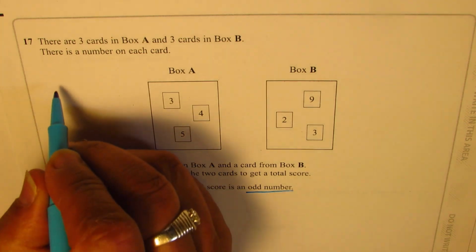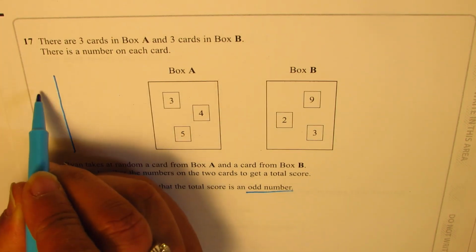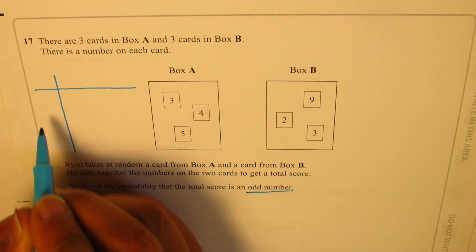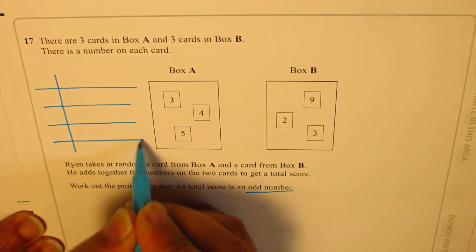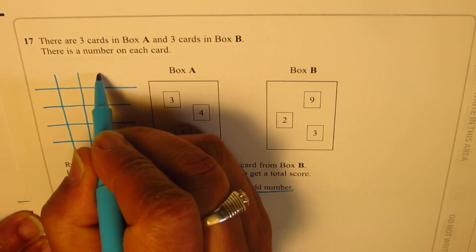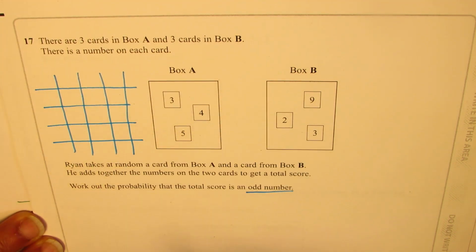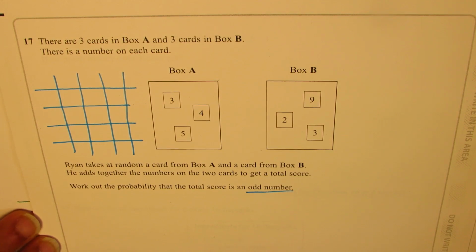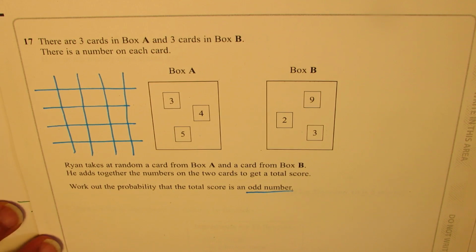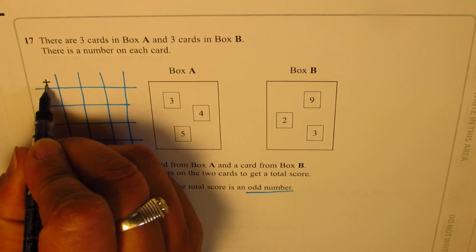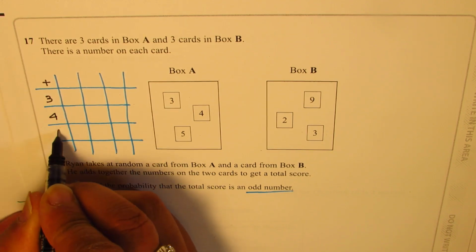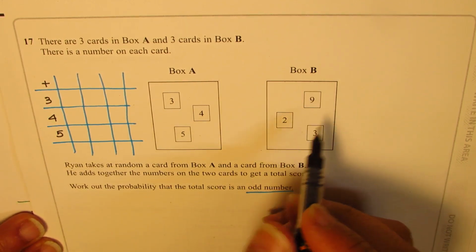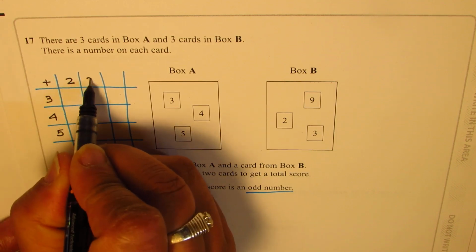Now for this, it's better to make a table of combinations, right? So we have 3 cards in box A, we have 3 cards in box B, right? And we have to add them to figure out what number do we get, whether it is odd or even. So we are doing this operation of add. Let's say in box A, we have these 3 numbers, 3, 4, and 5. And in box B, we have these numbers 2, 3, and 9.